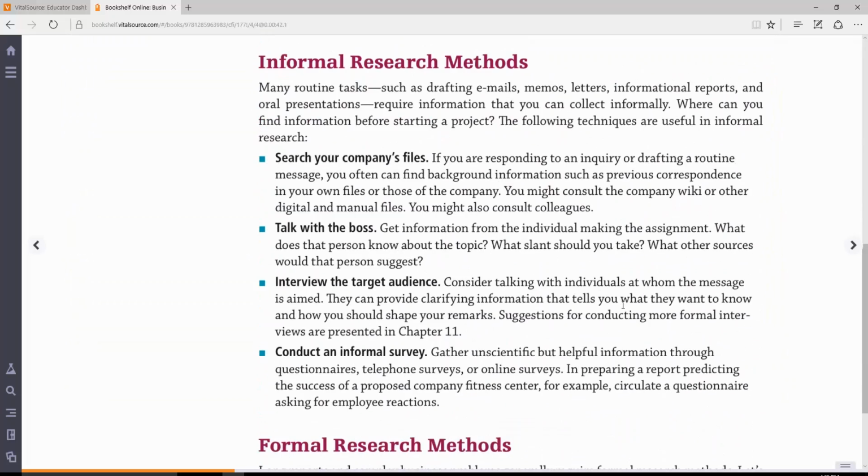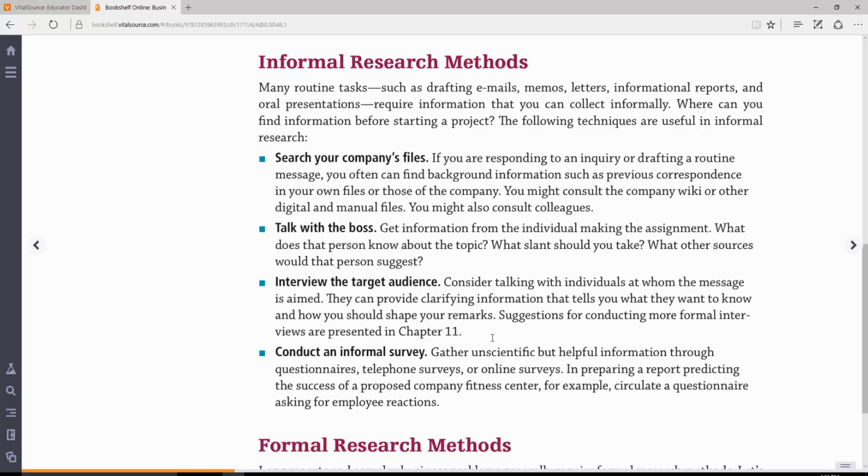So let's look at some informal research methods. Routine tasks such as drafting emails, memos, letters, information reports, all that stuff is information you can collect informally. So there are 4 bullets here. Search your company's files. You can talk with the boss. You can also talk to colleagues, use the company wiki, or consult colleagues.